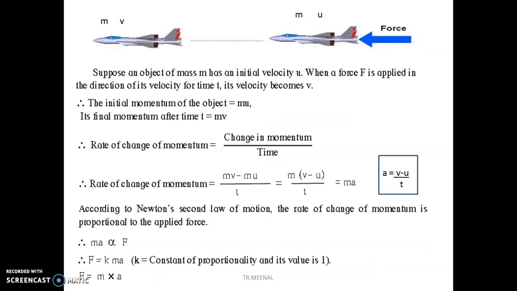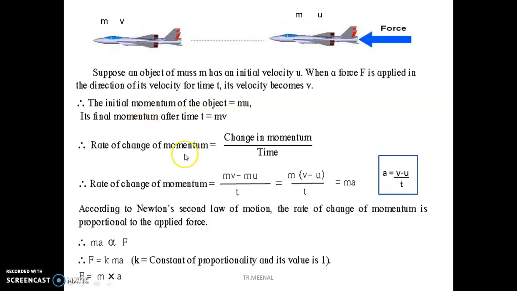Now let's see this with the equation. Suppose an object of mass m has initial velocity u. When a force F is applied in the direction of the velocity for time t, its velocity becomes v. The initial momentum of the object is mu. As we have studied, momentum is mass into velocity. So mass m, velocity u, and final momentum after time t is mv, that is mass into final velocity.